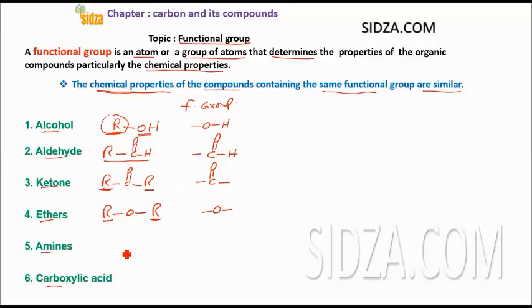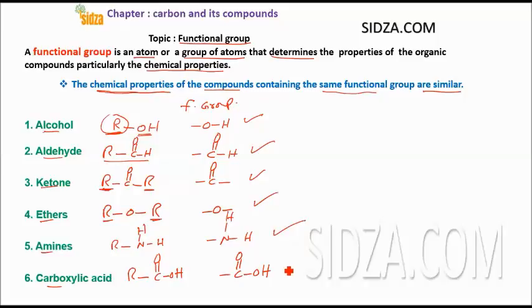Okay, amines, the general formula is RNH2 here. So the amines will have a functional group of NH2, right? Carboxylic acids, RCOOH, and the functional group here is COOH. So these are the different types of functional groups. Alcohols have an OH, aldehydes have a CHO, ketones CO, ethers O, amines NH2, and carboxylic acids have the COOH.